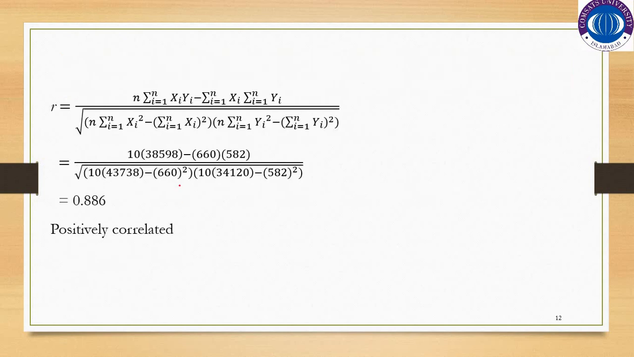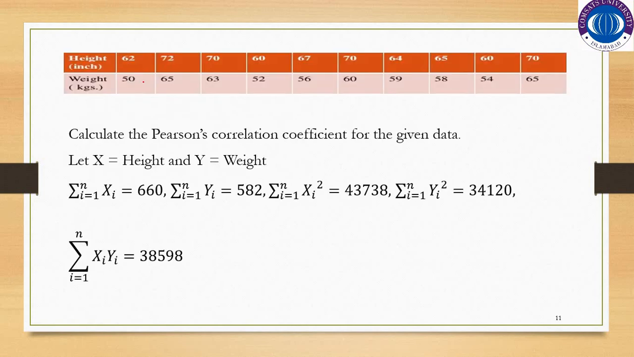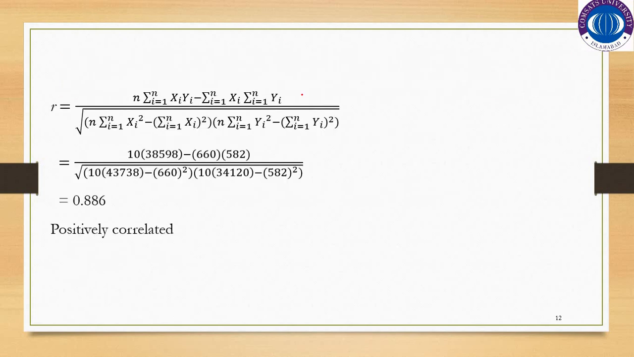By substituting into the formula of the Pearson correlation coefficient, where n is equal to 10, as counted here: 1, 2, 3, 4, 5, 6, 7, 8, 9, 10. So these are 10 observations, and n is equal to 10. By substituting all these values, you will get 0.886, which is positively correlated.